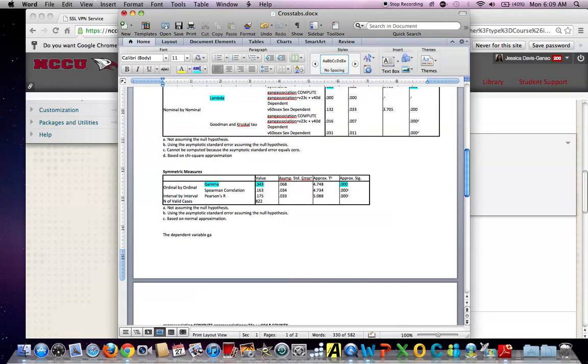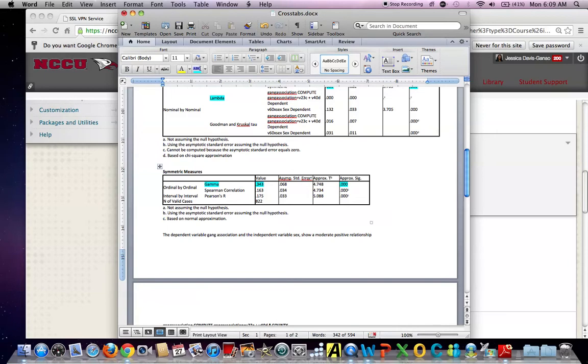gang association, and the independent variable, sex, show a moderate positive relationship. Okay, so where do I get that?